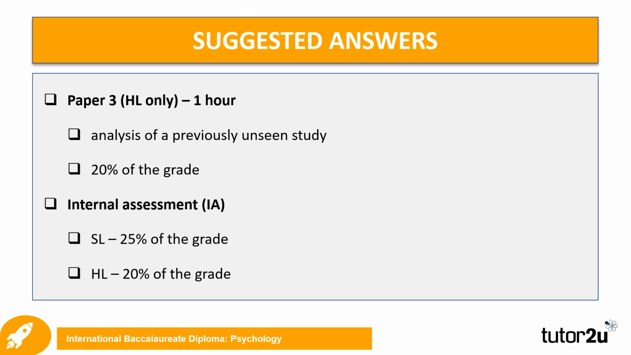Paper 3 is only for higher level students. It lasts 1 hour and involves analyzing a previously unseen study. It is worth 20% of the grade. Internal assessment is worth 25% of the grade for standard level students and 20% of the grade for higher level students. You are going to find out more details about internal assessment in this session.